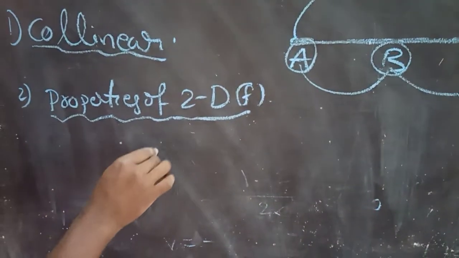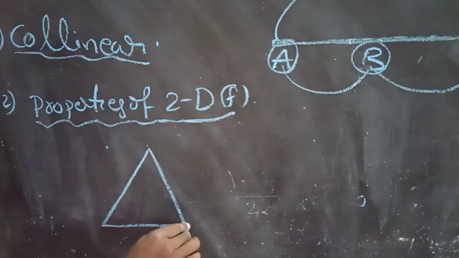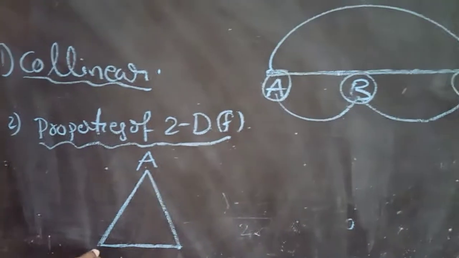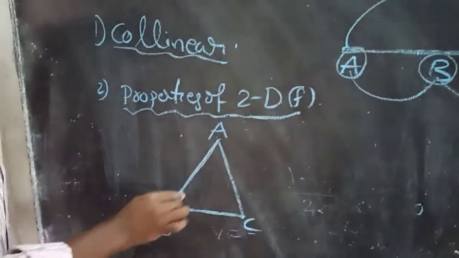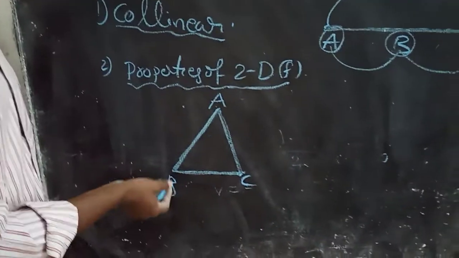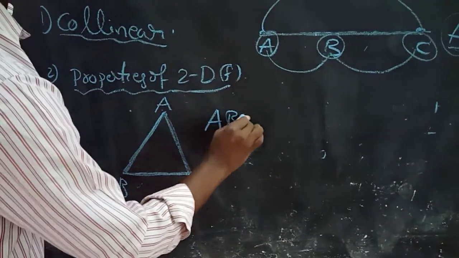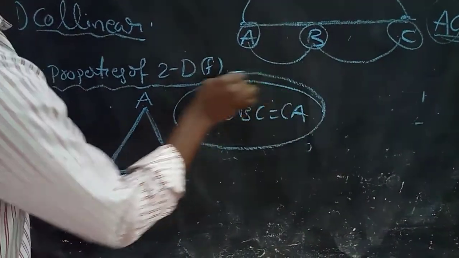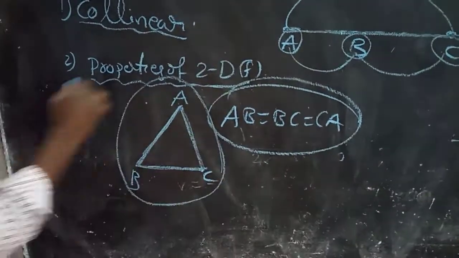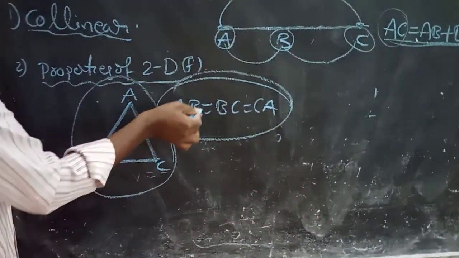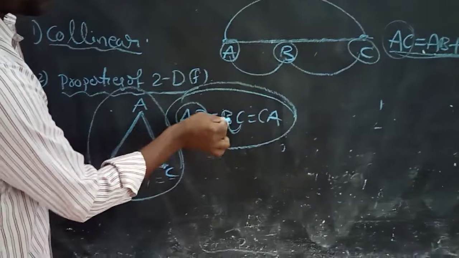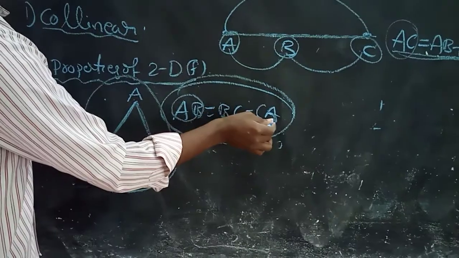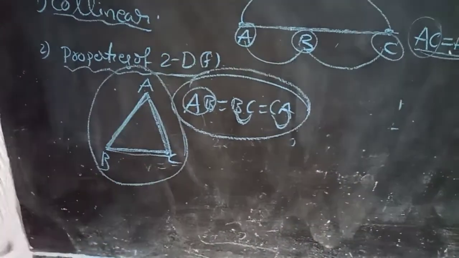Next one is properties of 2D figures. First one is the triangle, the equilateral triangle. Let us consider equilateral triangle ABC. Here all three sides are equal. AB is equal to BC is equal to CA. If it satisfies this condition, the given triangle is an equilateral triangle. Here AB means the distance between A and B, BC the distance between B and C, and CA the distance between C and A.